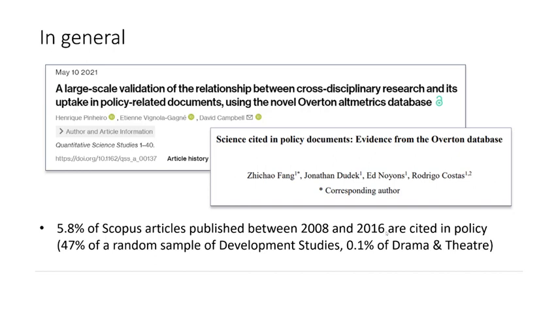Interestingly, it varied a lot based on subject. To test this, they took random samples of articles in different subject areas. Of the development studies sample, for example, they found 47% were cited at least once in policy, but of the drama and theatre sample, only 0.1% were cited in policy. It makes sense intuitively, but the data bears it out.